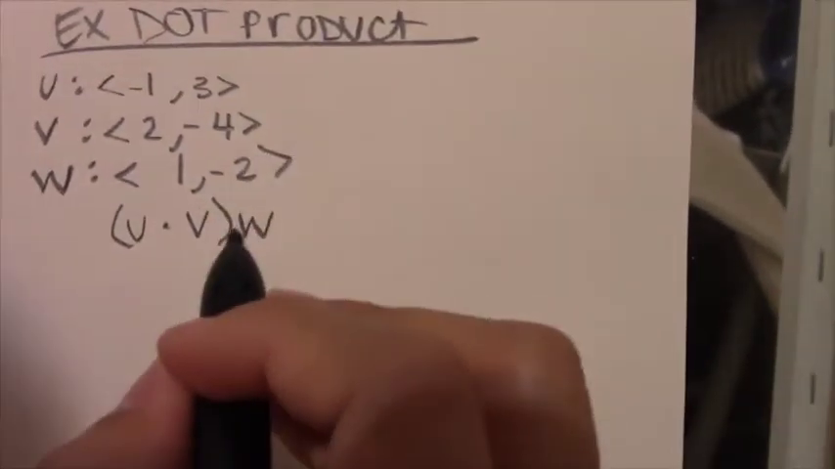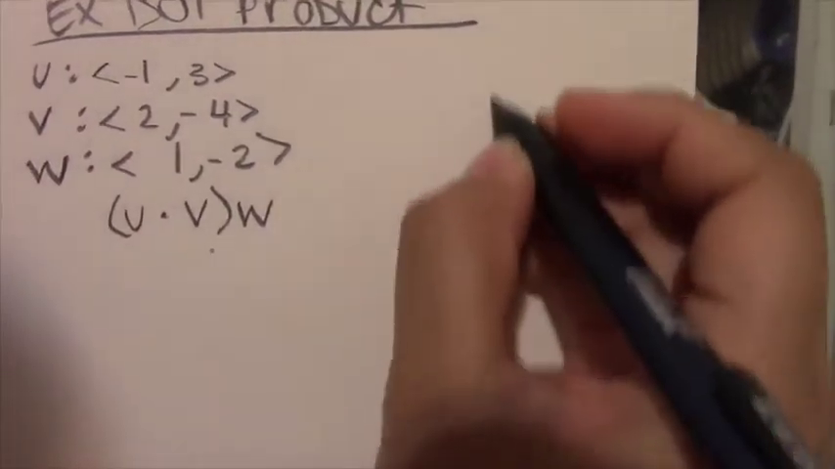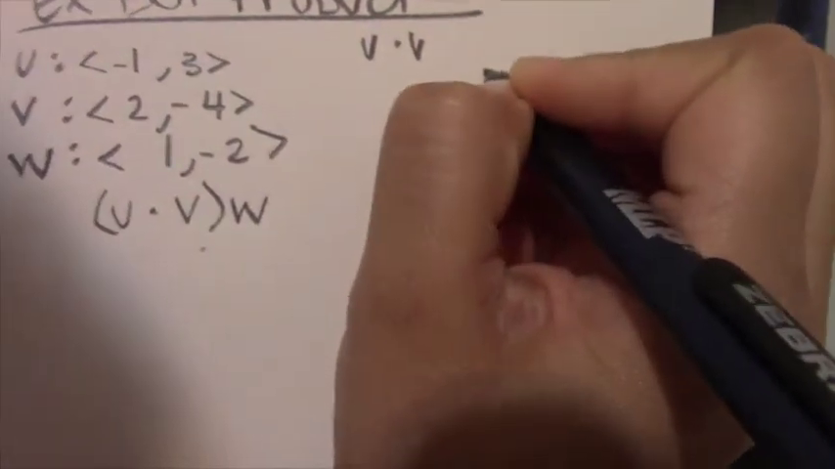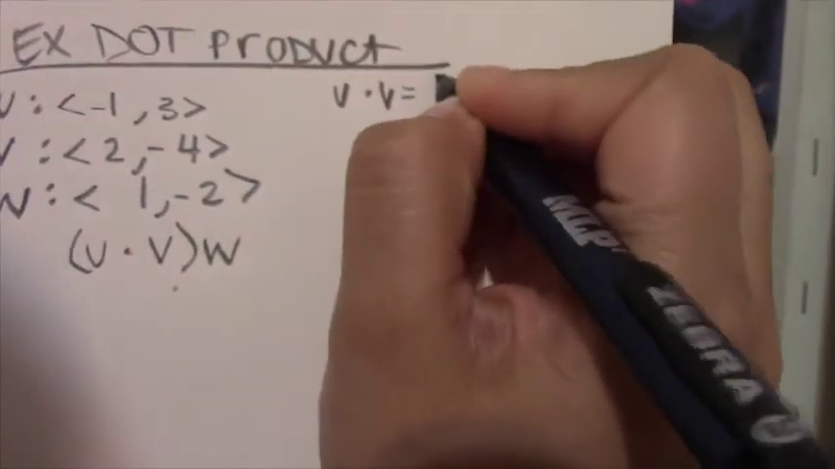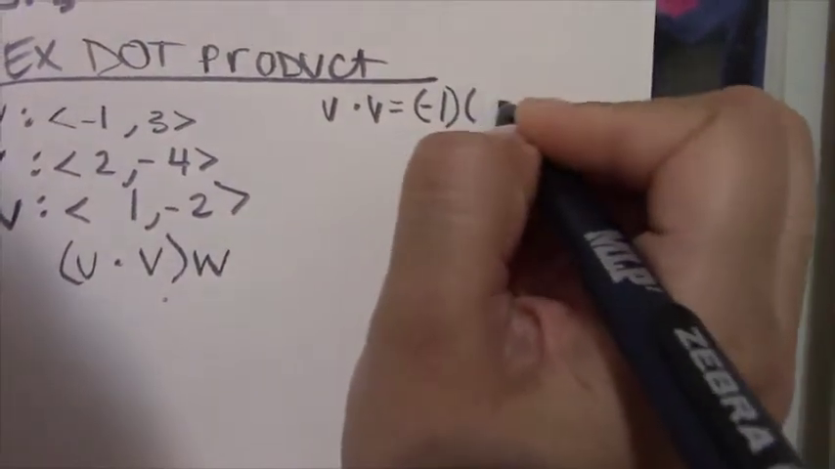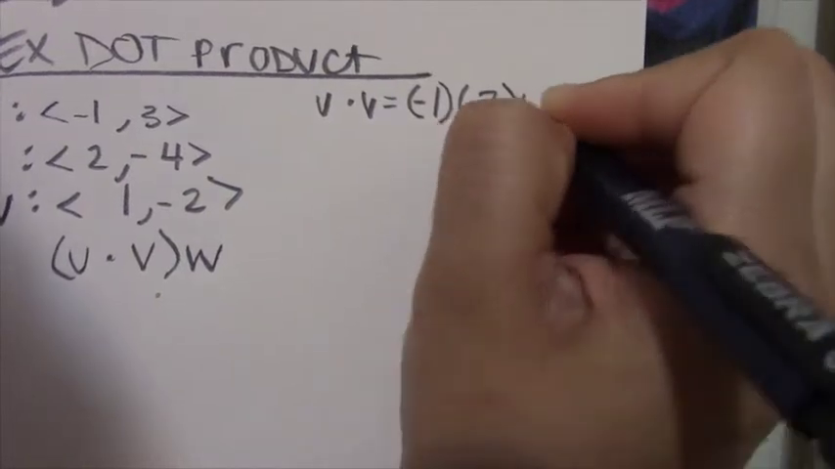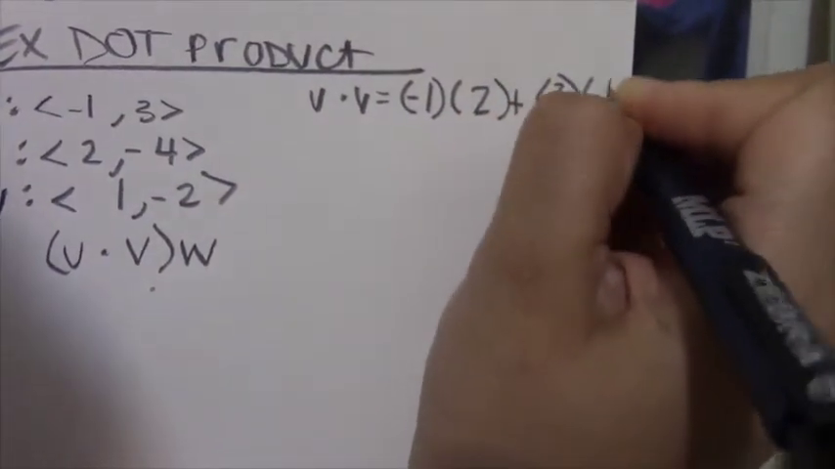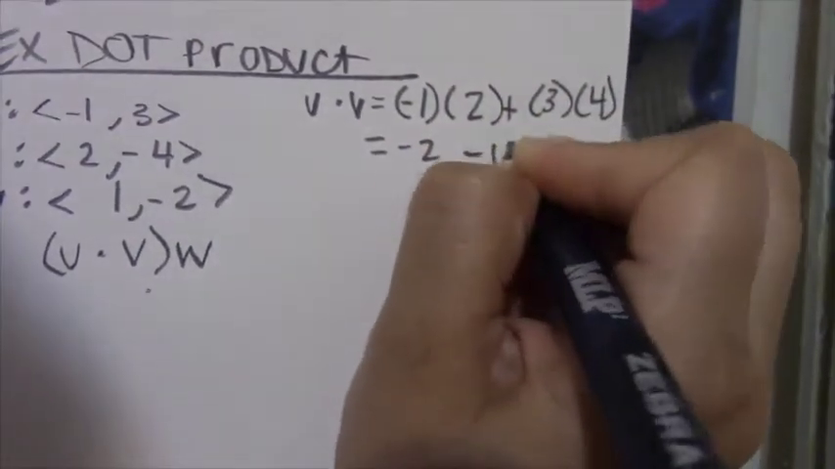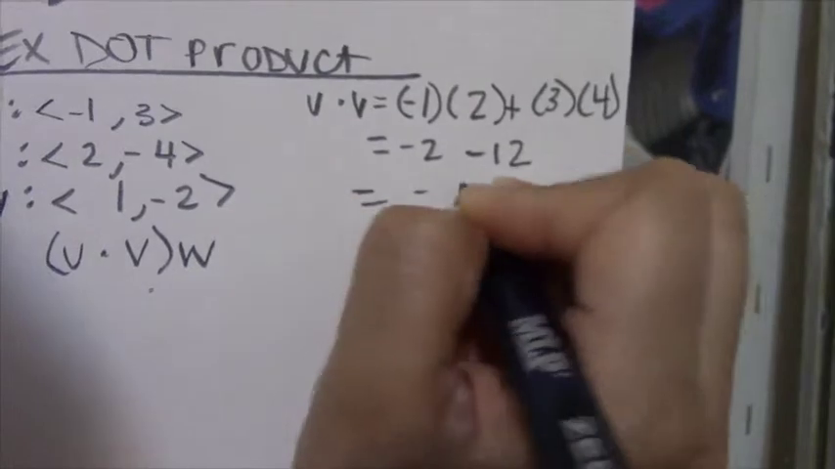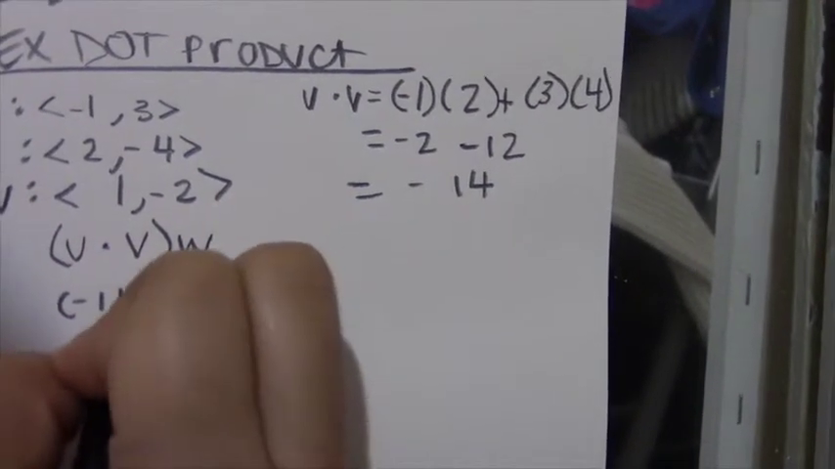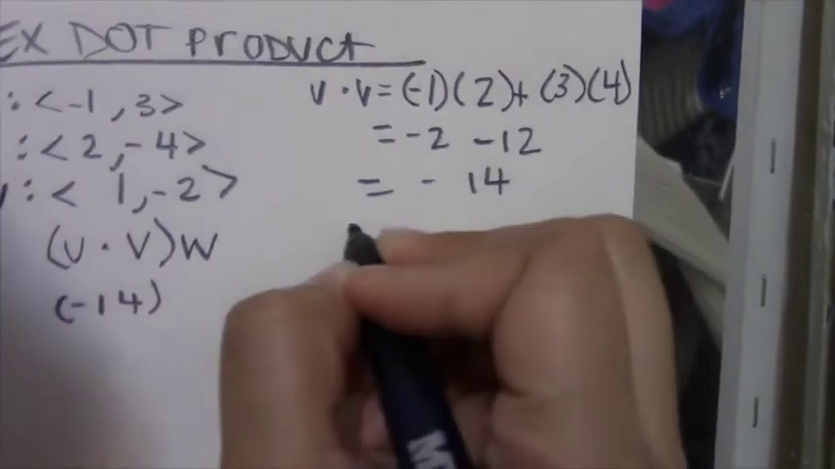So to find UV, we have to multiply U times V, which will be -1 times 2 plus 3 times 4, which equals -2 minus 12, which equals -14, which gives us our U times V, -14.